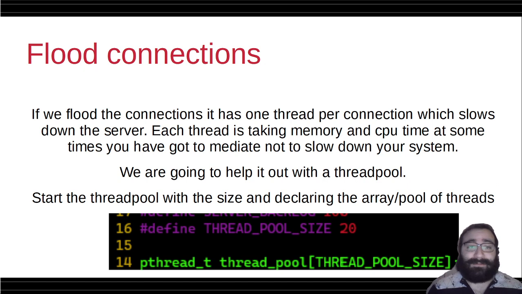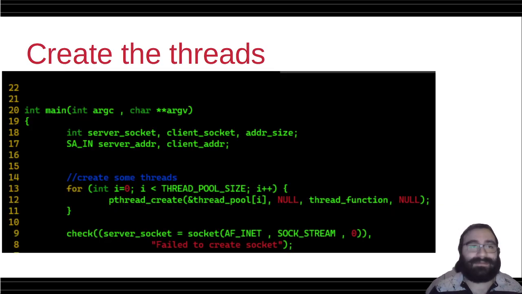Flood connections. If we flood the connections, it has one thread per connection, which slows down the server. Each thread is taking memory and CPU time, and sometimes you have to moderate so as not to slow down your system. We're going to help it out with a thread pool. Start the thread pool with a size and declare the array, the pool of threads.